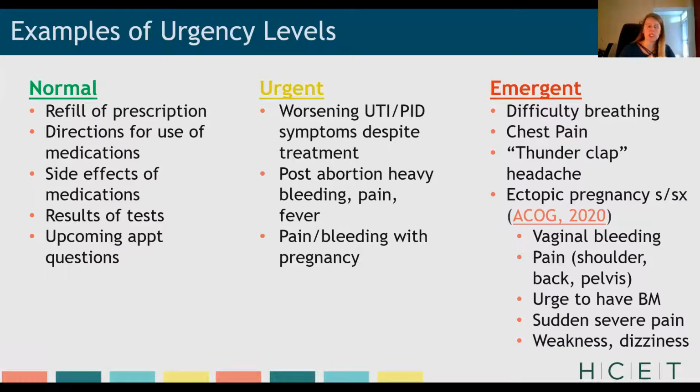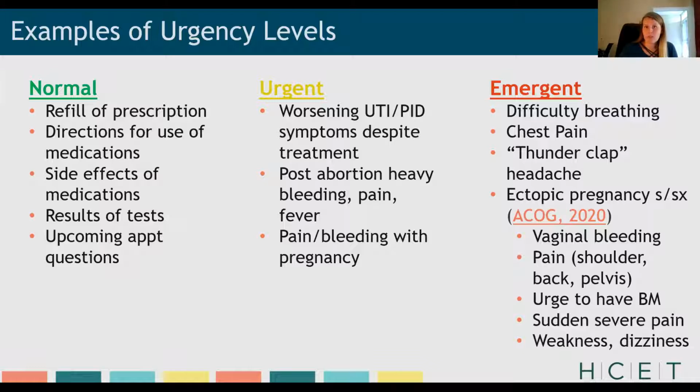More urgent phone calls would be if I have somebody calling who is reporting continued UTI or PID symptoms, even though they've gotten treatment already, or maybe they're having new onset symptoms that I'm like, oh, this might be a pelvic inflammatory disease. Yeah, let's get you seen today or tomorrow, okay? Another urgent thing would be post-abortion bleeding, pain or fever. Those things need to get assessed a little bit more urgently. And lastly, pain or bleeding with pregnancy. That also needs to get assessed urgently. You know, you want to rule out miscarriage, ectopic pregnancy, things like that.